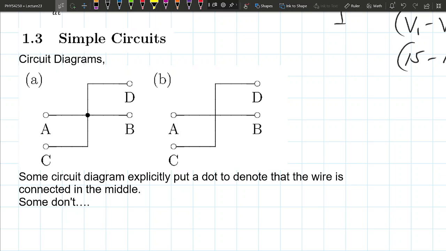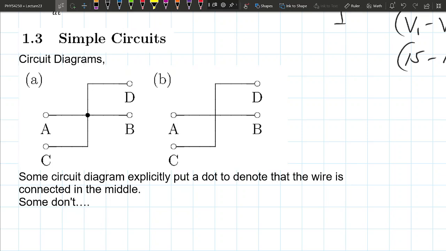We have these points A, B, C, and D, and these hollow circles. Imagine them as little areas that you can clip to, like little outlets. You can clip to this. That's what you want to imagine these empty circles to be. And these black lines are wires connected into the device, and this black dot indicates that these two wires are hardwired to each other. They're physically touching each other.